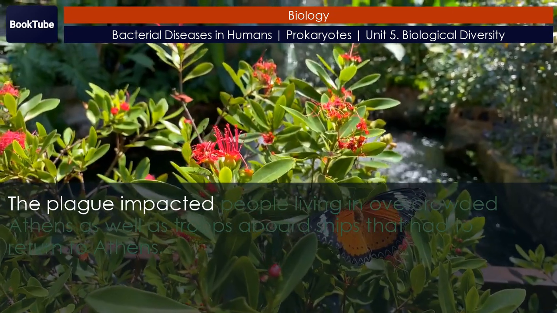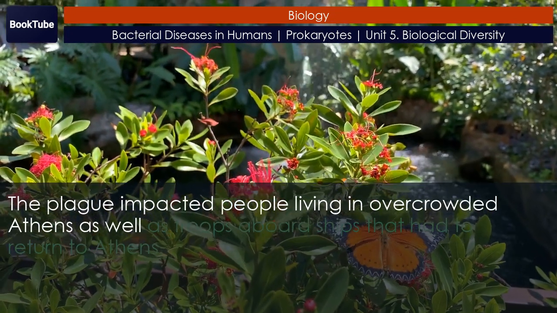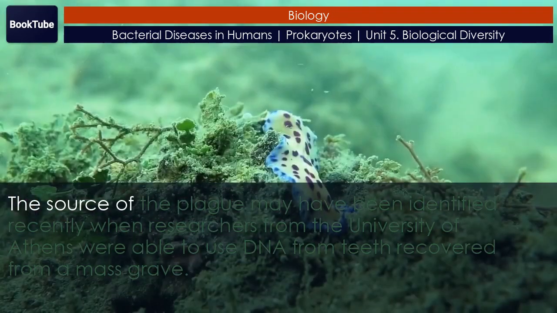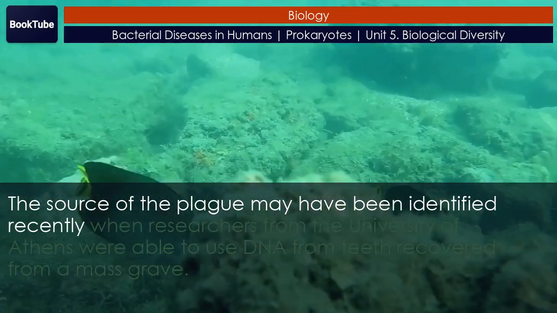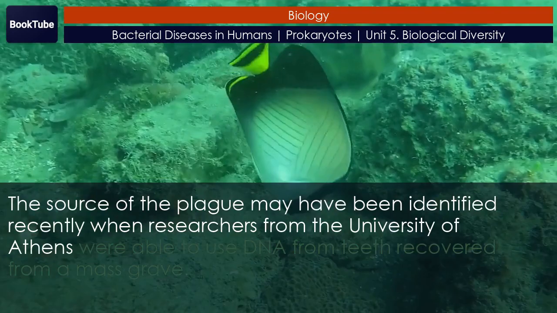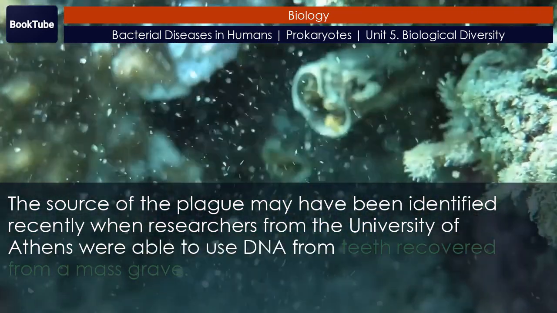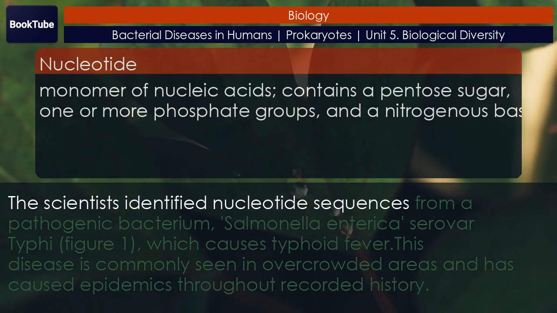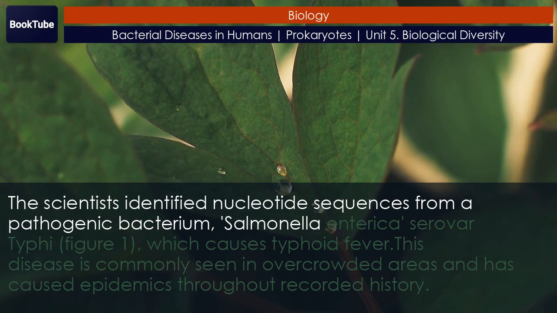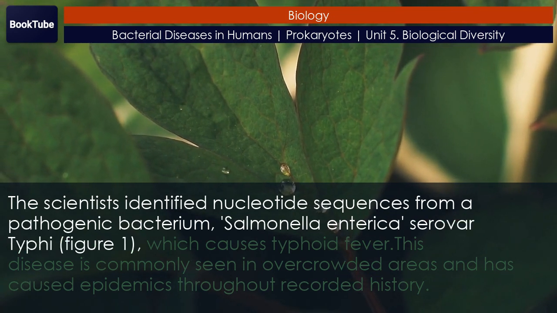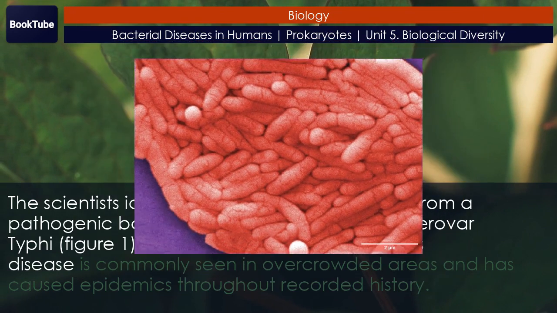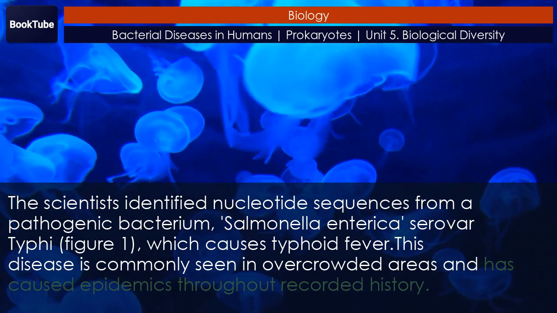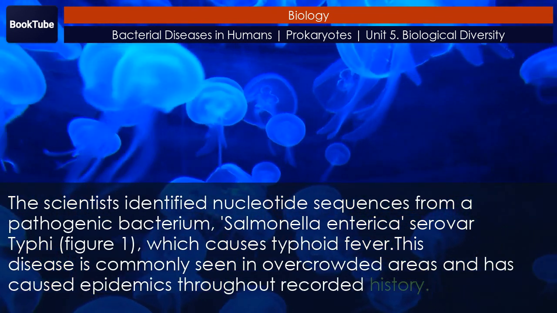The plague impacted people living in overcrowded Athens as well as troops aboard ships that had to return to Athens. The source of the plague may have been identified recently when researchers from the University of Athens were able to use DNA from teeth recovered from a mass grave. The scientists identified nucleotide sequences from a pathogenic bacterium, Salmonella enterica, serovar typhi. Figure 1. Which causes typhoid fever. This disease is commonly seen in overcrowded areas and has caused epidemics throughout recorded history.